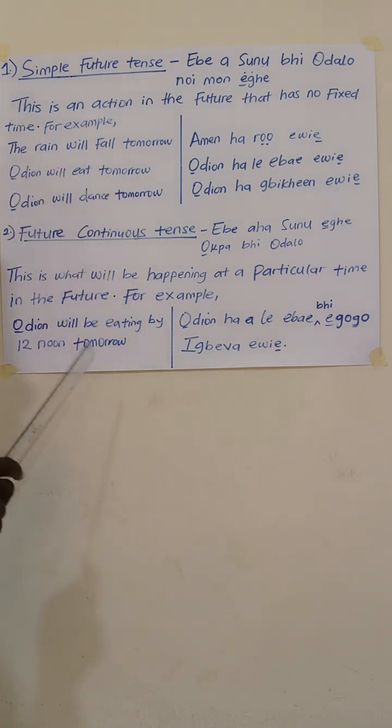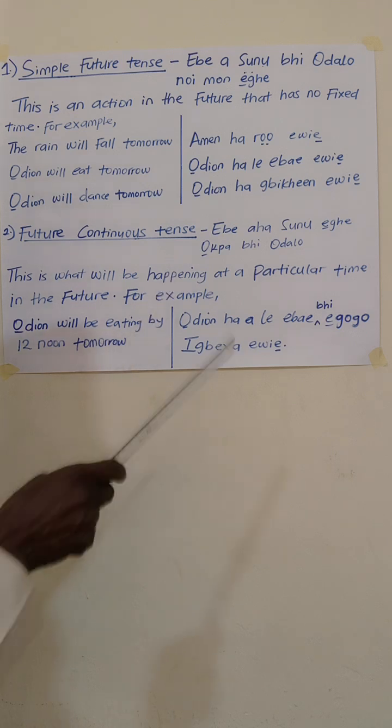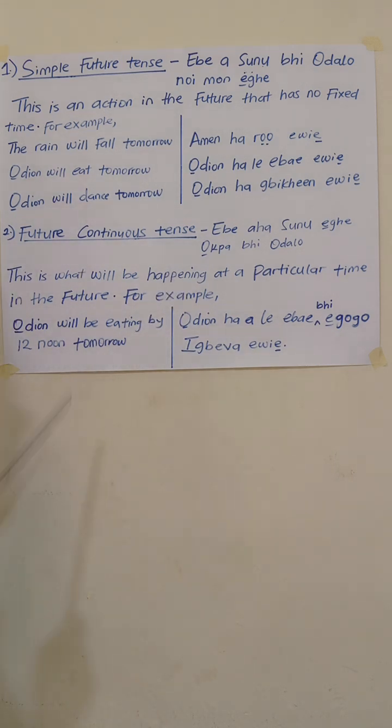This is what will be happening at a particular time in the future. For example, Ojo will be eating by 12 noon tomorrow.